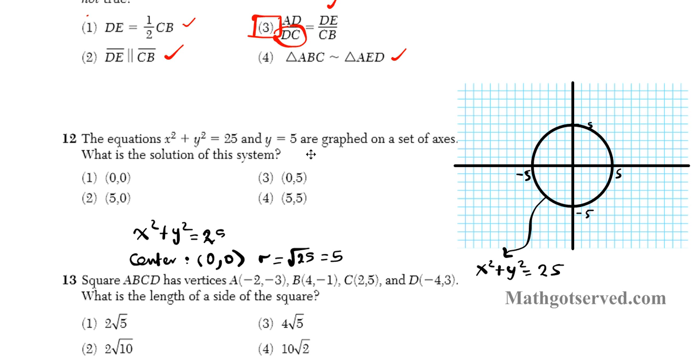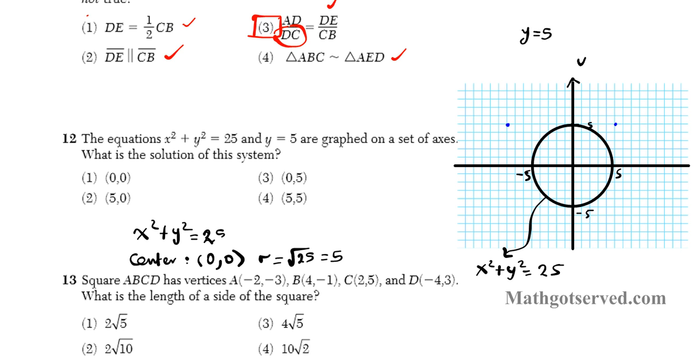Now, how about the line y equals 5? y equals 5 is basically a line where y is always 5 regardless of what x is. So let's graph 2 points. When x is 5, y is what? It's going to be 5. When x is negative 7 right here, y is going to be what? 5. So y equals 5 is a line that always has a value of 5 for y regardless of what x is.